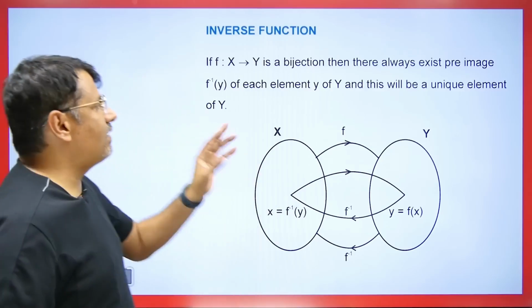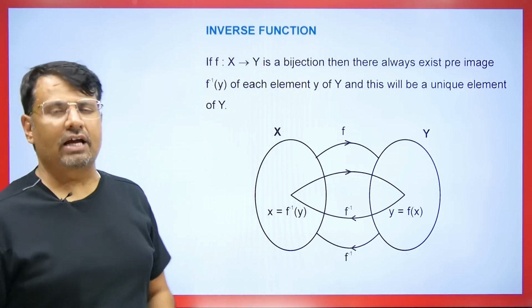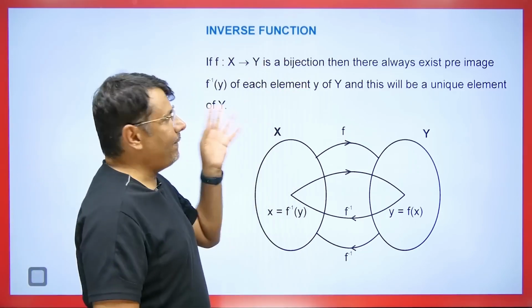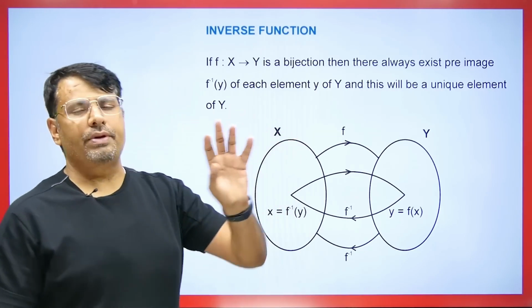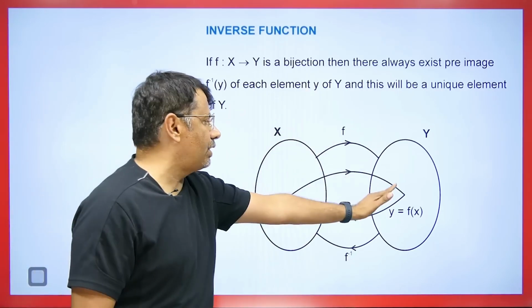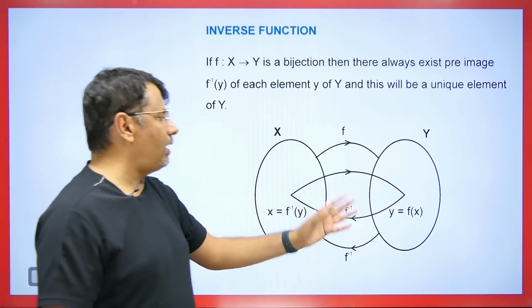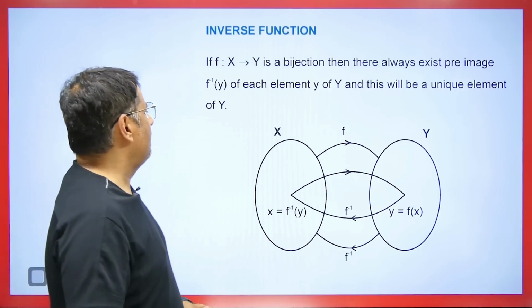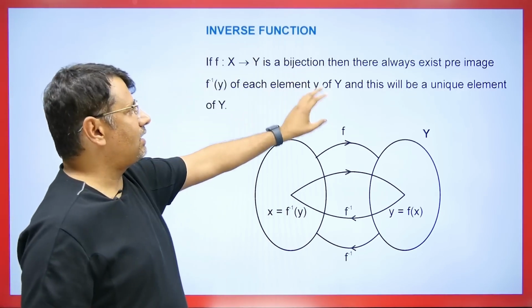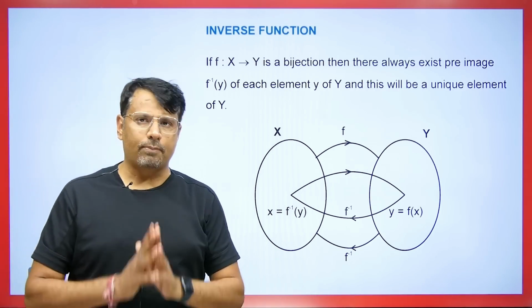Now first, we will talk about the inverse function. So if f from x to y is a bijection, meaning the function is defined from x to y, and it is both one-one and onto, then its inverse will always exist. In other words, its pre-image will always exist here. If it is onto, its pre-image must always exist, right? Its inverse exists here, and it is always a unique element.